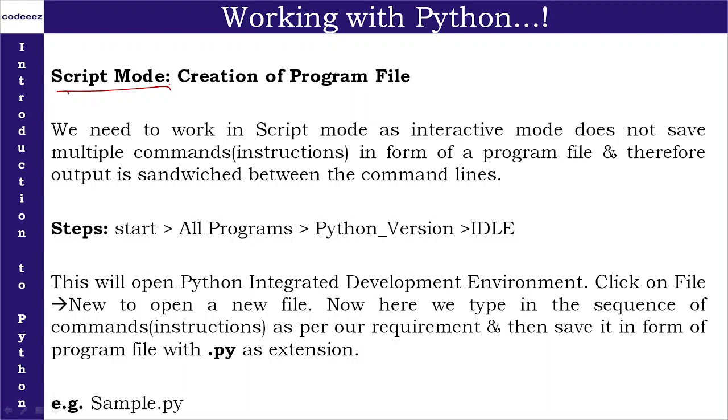So in order to work with script mode, what we will have to do is, in that Python shell, there was an option of File. Go to the File option, click on New. Now a new blank document file will be opened. It is not a document file, it is a .py file for writing programs in Python. So we will click on the File option and then select New. A new file will get opened, and whatever instructions we want to write we can write in that file. And once all those instructions are written as per requirement, we will save that file.